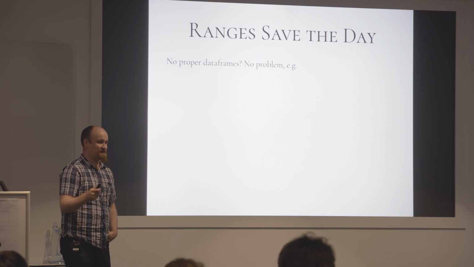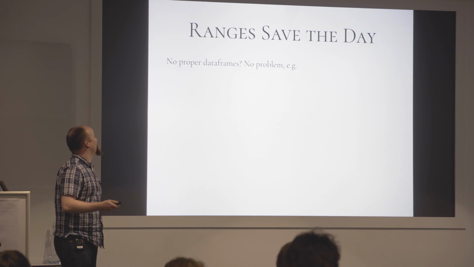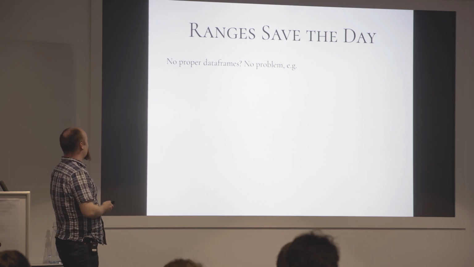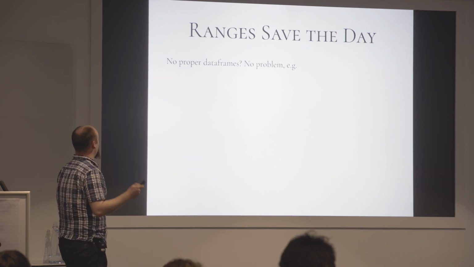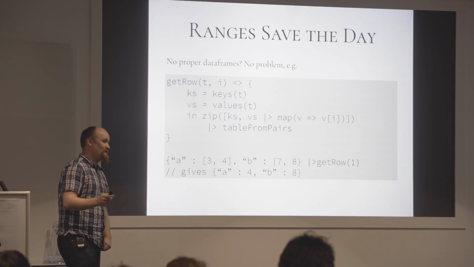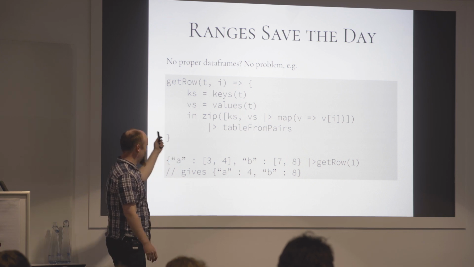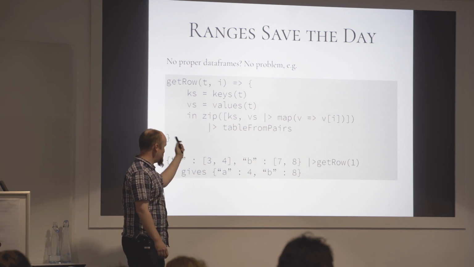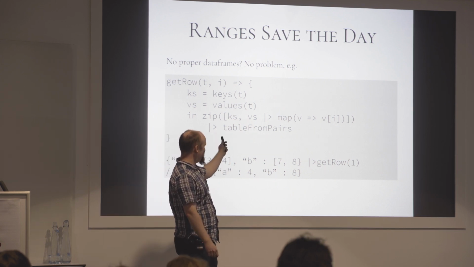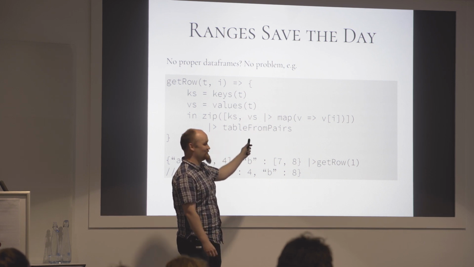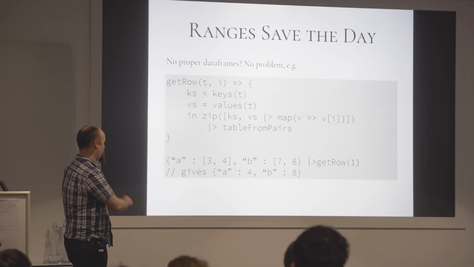No proper data frames. Anyone in Symmetry will be glaring at me for this. But no problem. Okay, still a problem, but not as bad a problem as if you didn't have ranges. You want to get one row. You just get a table. You pull the keys out. You pull the values out. Then you zip them to go to a pair of the key and map the value to the first element, and give that to table from pairs, and you can get a row. Bang.